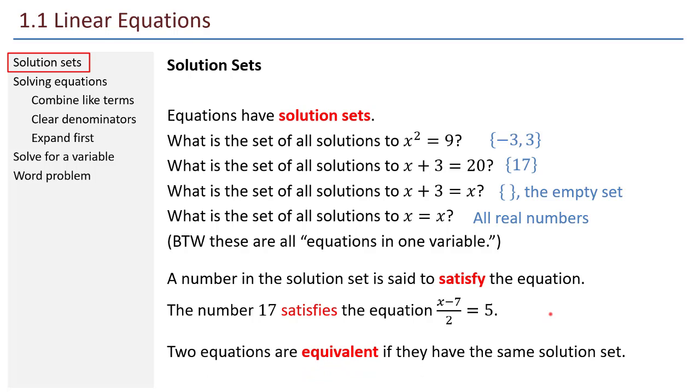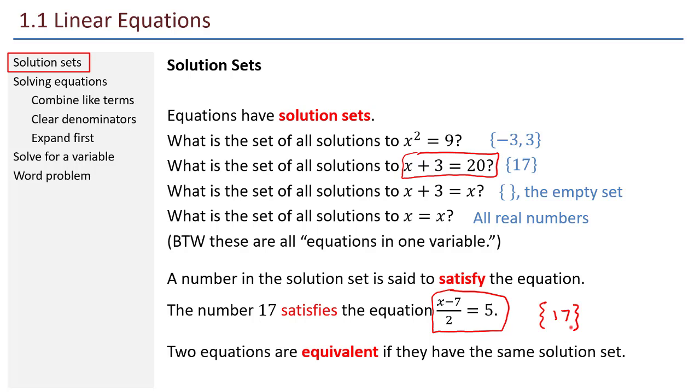One more quick definition. Two equations are called equivalent if they have the same solution set. So in fact, I drew two equivalent equations here. This equation, (x minus 7) divided by 2 equals 5, is equivalent to the equation x plus 3 equals 20, because both of them have the same solution set, namely the set containing the number 17.